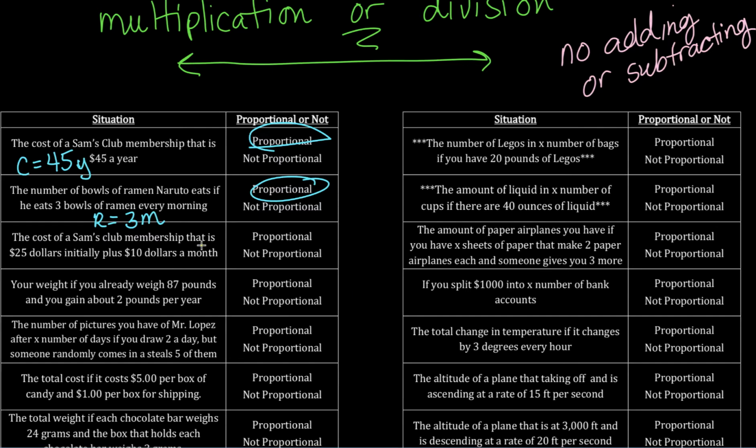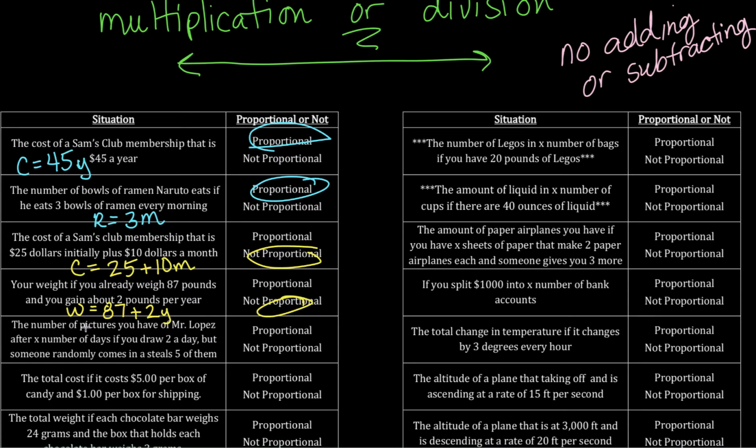So the cost of a Sam's Club membership, so the cost, that is $25 initially, plus $10 a month. This is not proportional because there's some multiplication here, but there's also addition. So your weight, if you're already 87 pounds, so we'll say weight. If you weigh 87 pounds plus 2 pounds per year. So that's addition. This is not proportional.